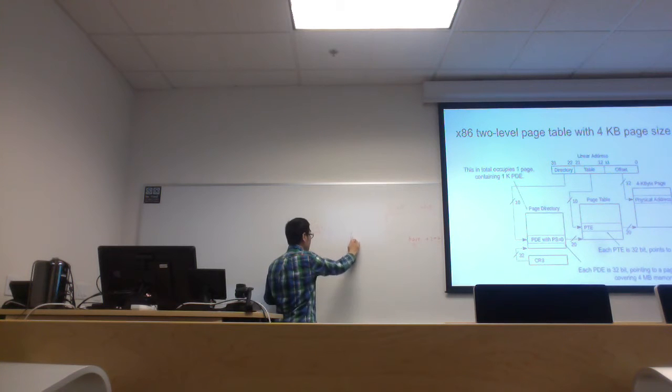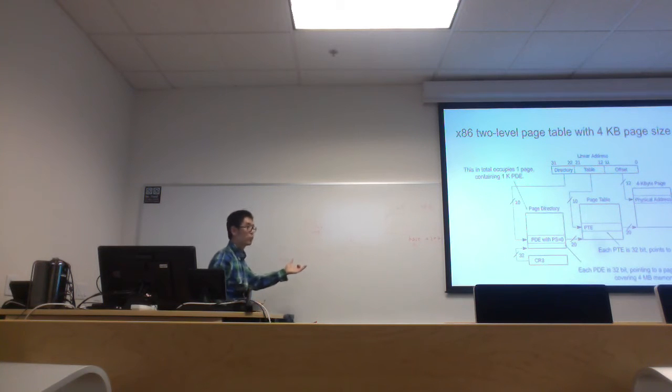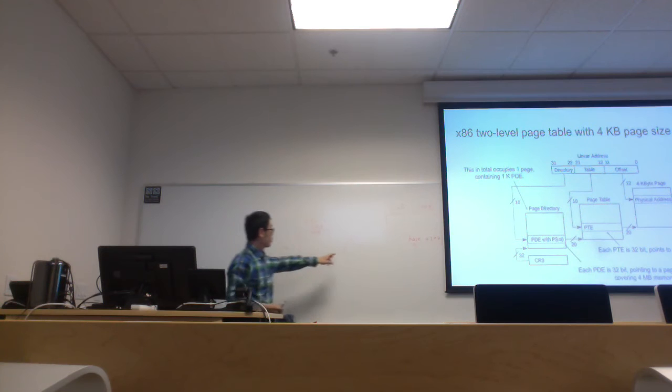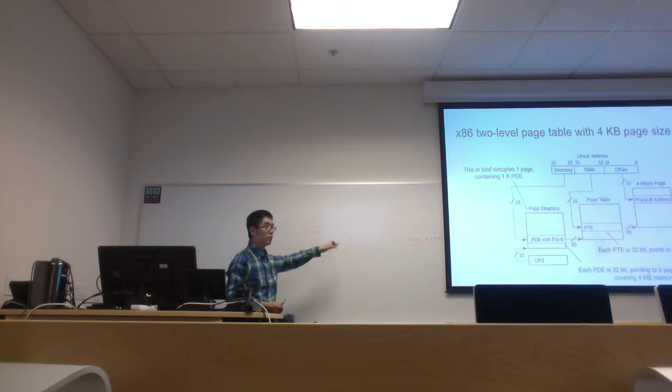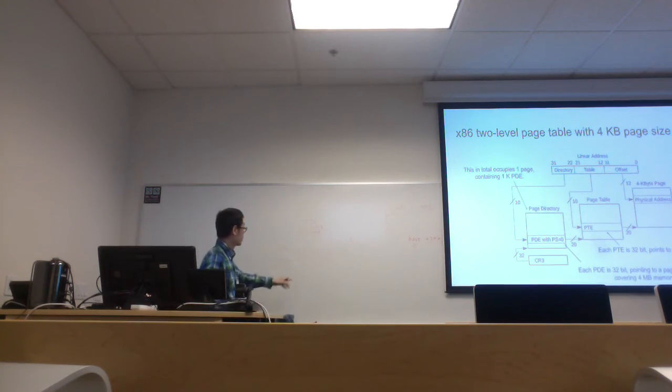So how much memory do I need? Each 1K page table requires 4 kilobytes because each page table entry is 4 bytes, right? So I only need 12 kilobytes. And in addition, 4 kilobytes for the whole page directory. So this drastically saves the space required to store the page table entries. That's why we invented 2-level page tables.